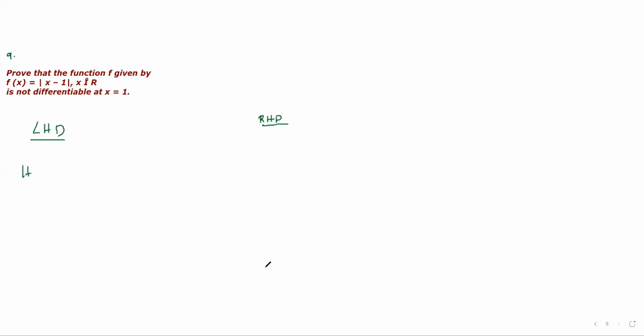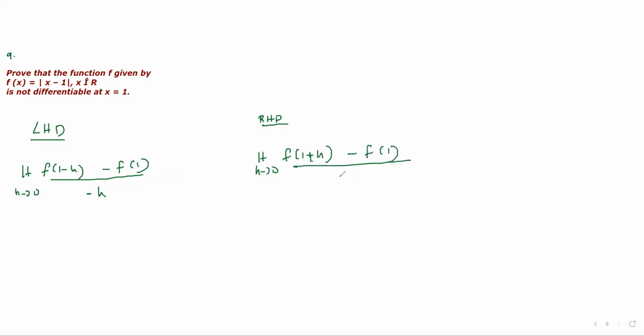What is the LHD formula? Limit h tends to 0, f of 1 plus h minus f of 1 by h. This is RHD. And what is LHD? Limit h tends to 0, f of 1 minus h minus f of 1 by minus h.